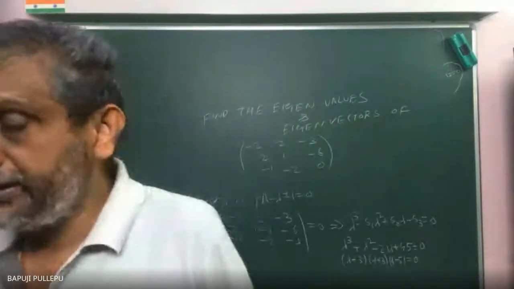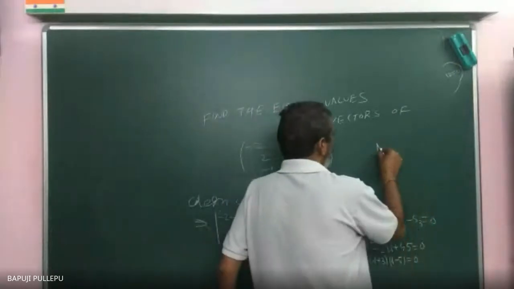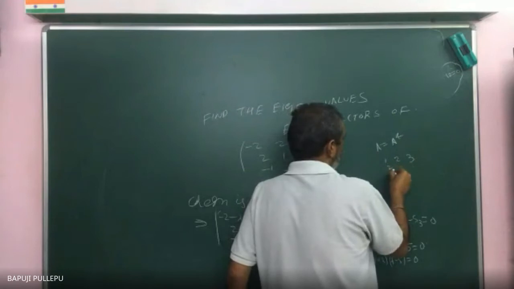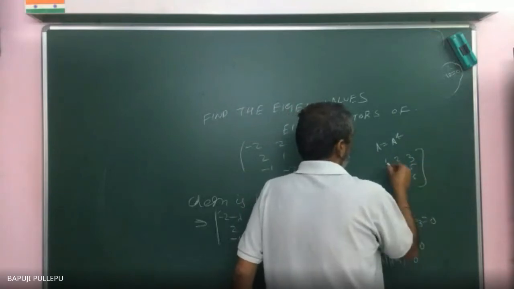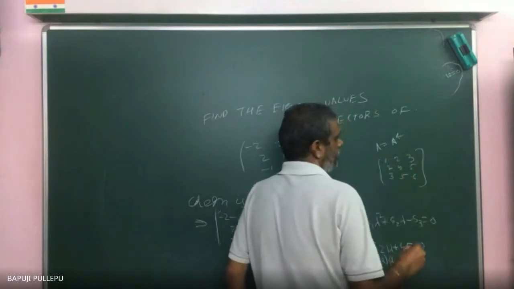Now, symmetric means what? A is equal to A transpose. You can keep this in mind. After that I will tell you. Suppose the matrix is 1, 2, 3; 2, 4, 5; 3, 5, 6. First row and first column are the same, so if you take the transpose also we get the same.